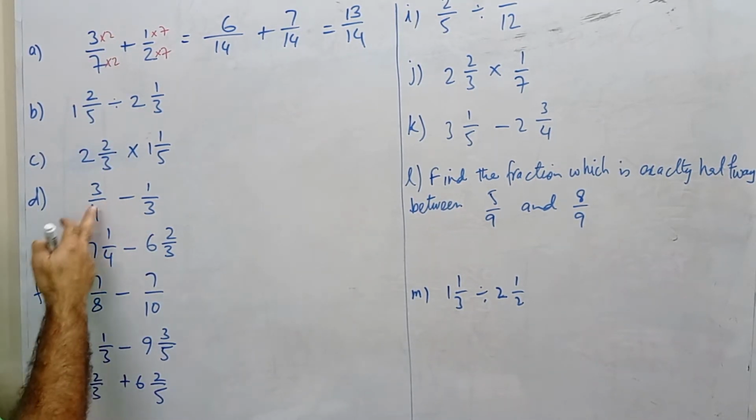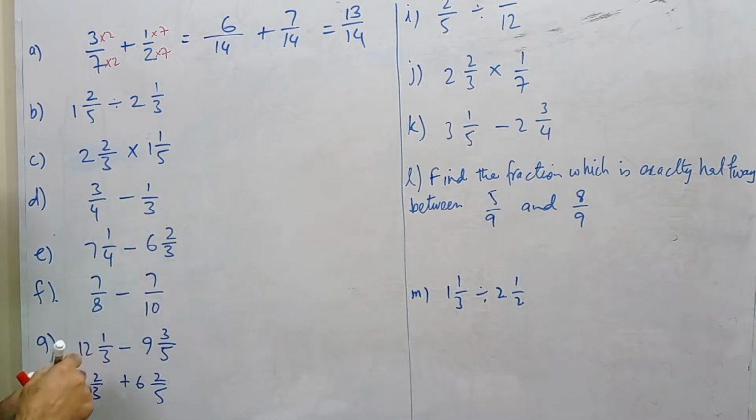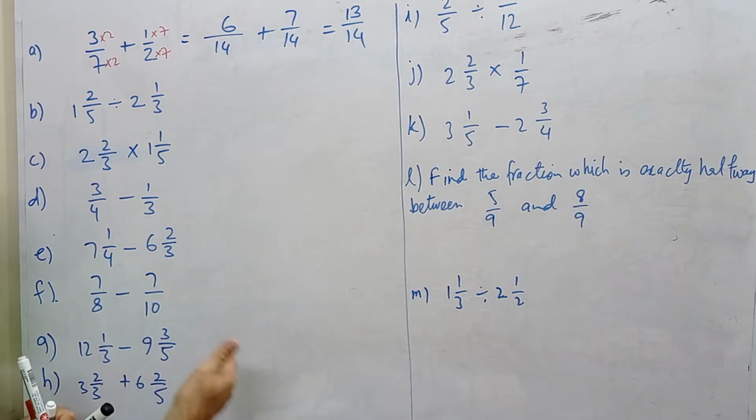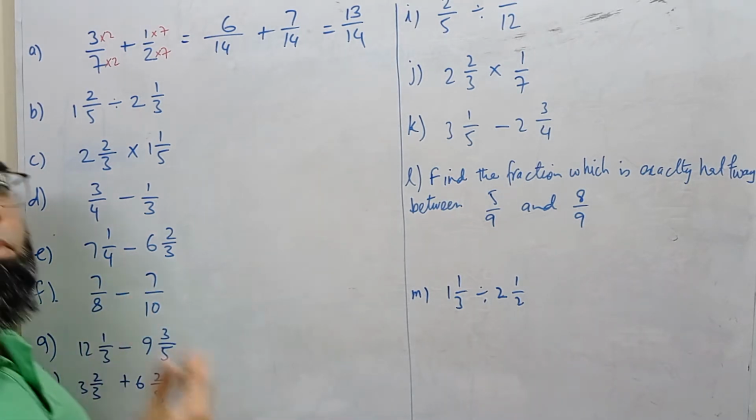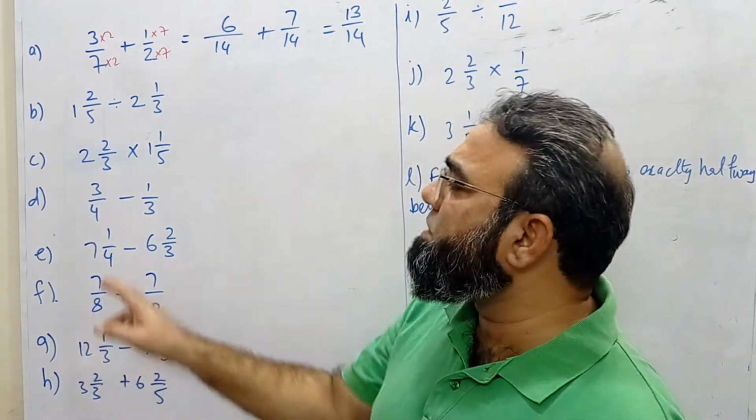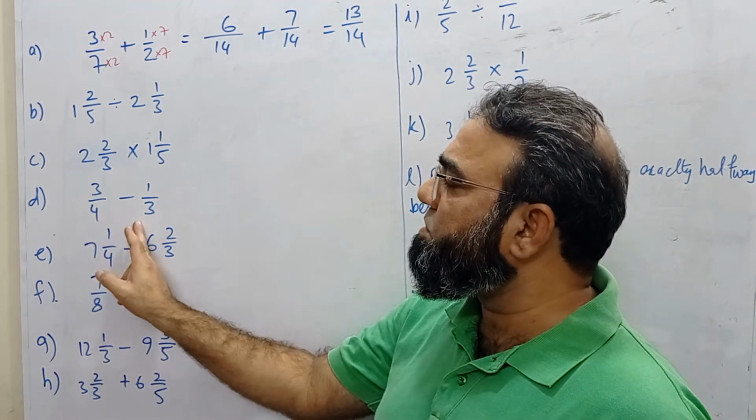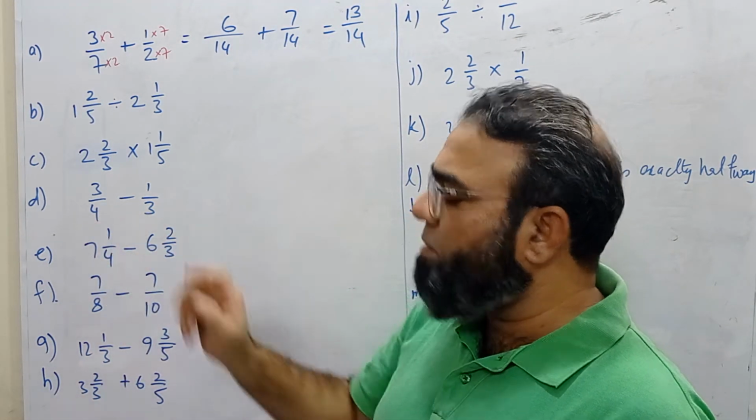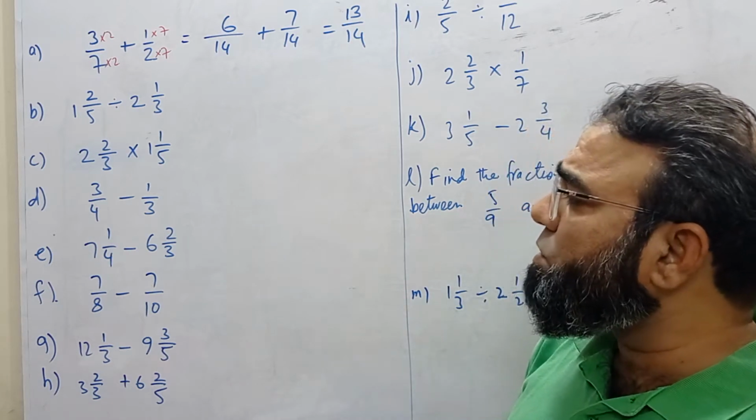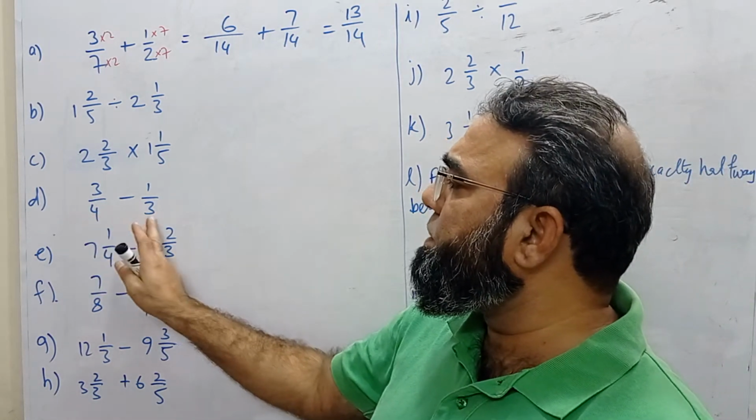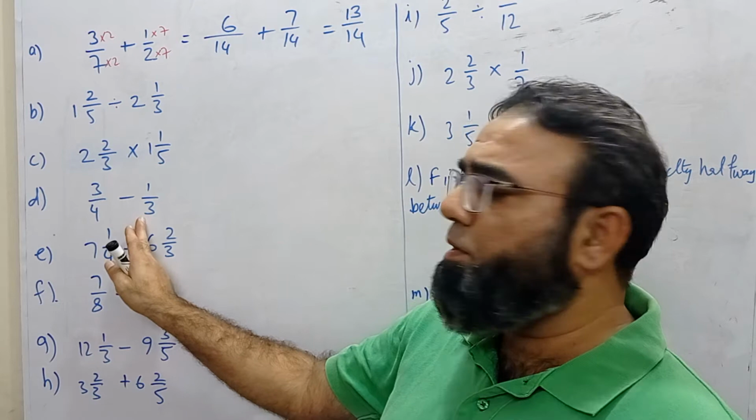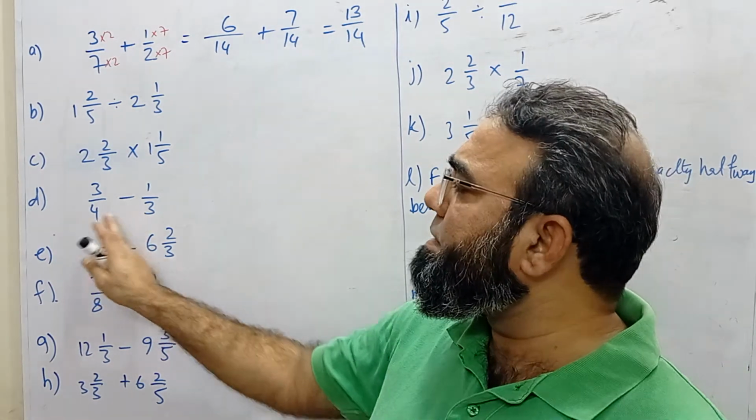This is 3 over 4 minus 1 over 3. Look at this, you have to find the difference of these two fractions. Whenever you have to add or subtract two fractions, they should always be like fractions, but these are not like fractions. So we shall convert them into like fractions first. What can be the common denominator of these two fractions? That is basically the LCM of these two.